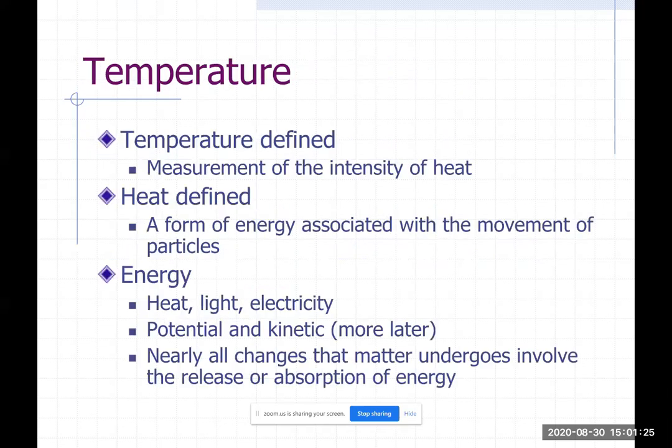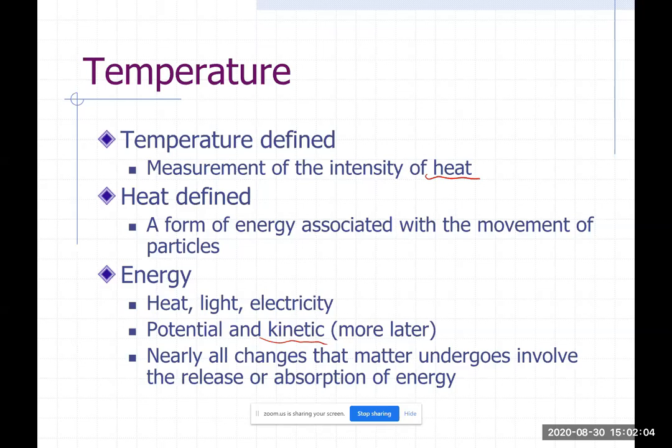So let's talk about temperature and temperature conversions. We need a definition for temperature, and that is the measurement of the intensity of heat. And if we're going to have a definition for temperature that includes another term that we don't understand, we need a definition for that term, and that is heat. So heat is a form of energy that's associated with the movement of particles. And the movement of particles is associated with kinetic energy. And we'll talk more about heat, light, electricity, potential, and kinetic energy later.